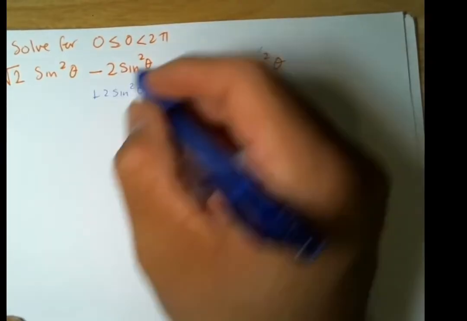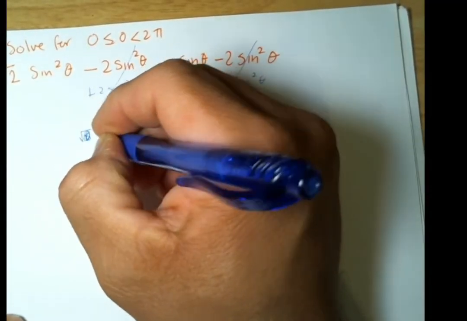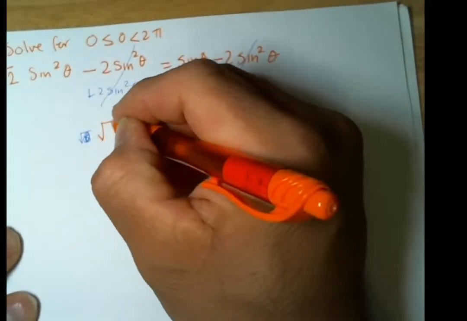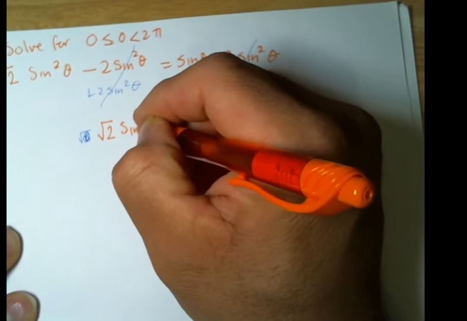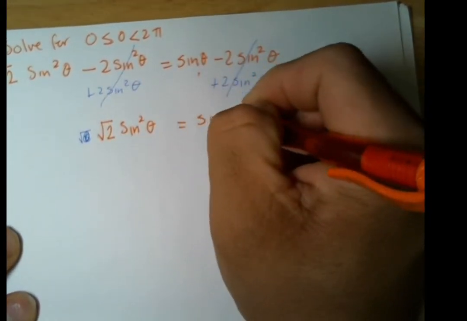All right, so that's 0, but that's also 0, so that simplifies it right away for me. So we have root 2 sine squared theta. That becomes 0. This equals sine theta.